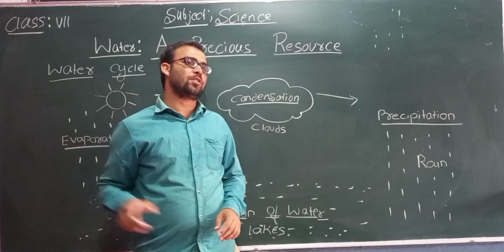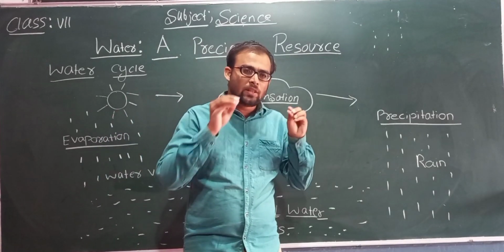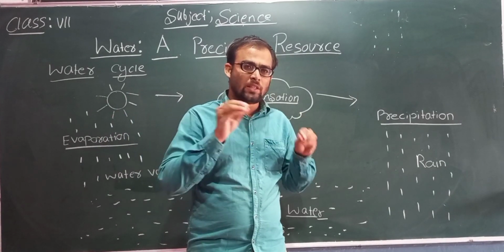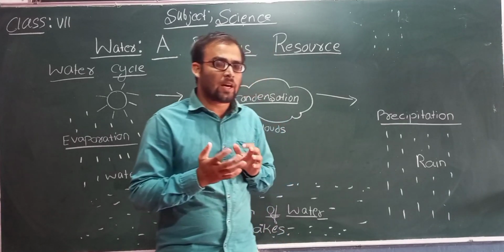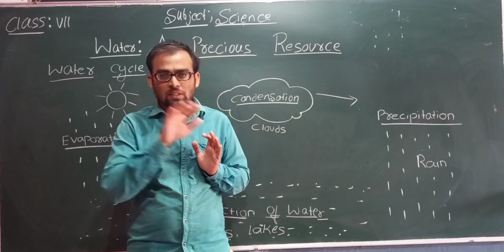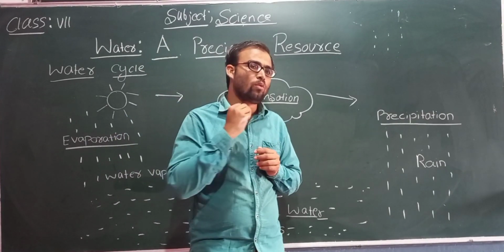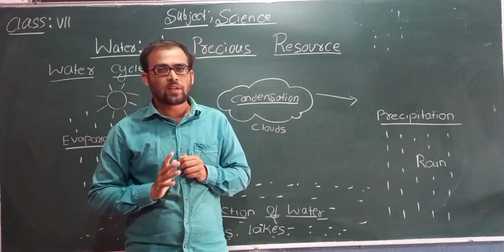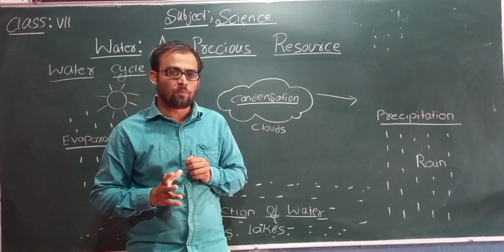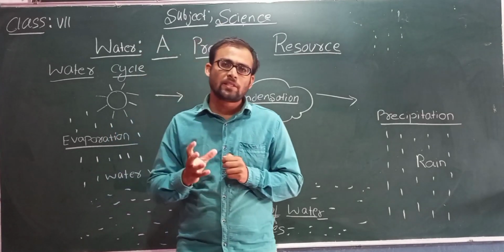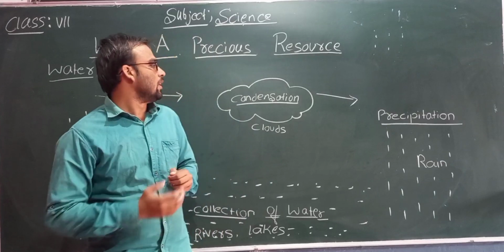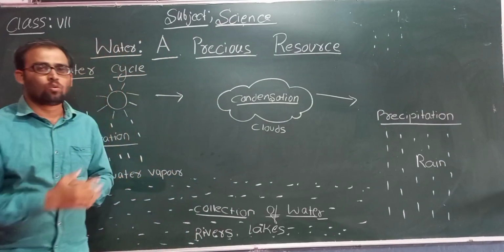This cycle repeats, students. There is no one on the earth to maintain or process this water cycle. It is not artificial. It happens naturally, and it maintains the amount of water on the earth. This is all about the water cycle.